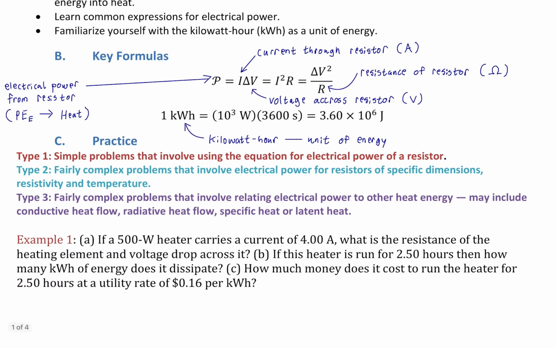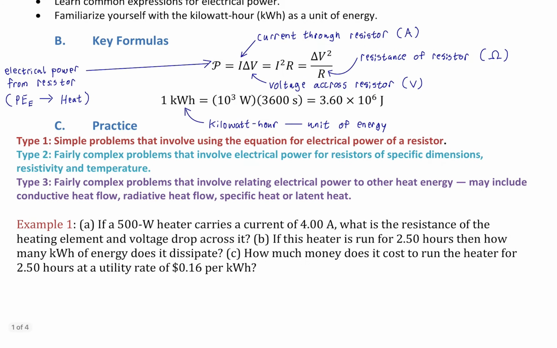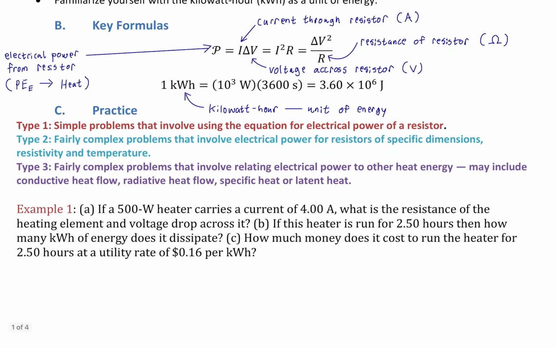Okay, so let's look at the types of problems we're going to see in our practice. Type 1, simple problems that involve using the equation for electrical power of a resistor. Any of these three types can involve a kilowatt hour question. Type 2, fairly complex problems that involve electrical power for resistors of specific dimensions, resistivity, and temperature. So this is going to be using the parameters of the resistor.